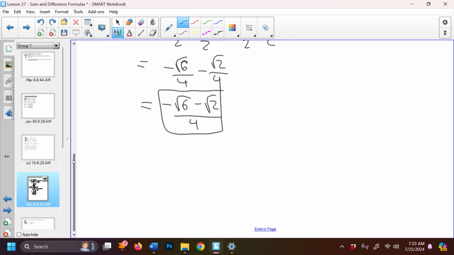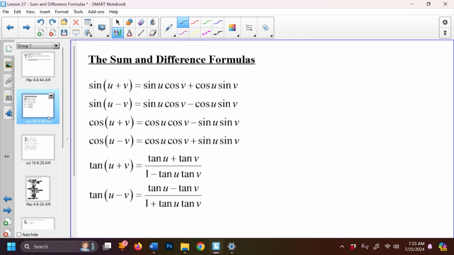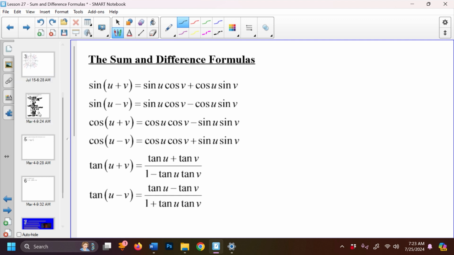And then we have to do the tangent as well. So the tangent of 165 degrees is equal to the tangent of 135 degrees plus 30 degrees. And if we go back up, when we do a sum of tangent, it's the tangent of u plus the tangent of v all over 1 minus the tangent of u times the tangent of v. So let's make those calculations.